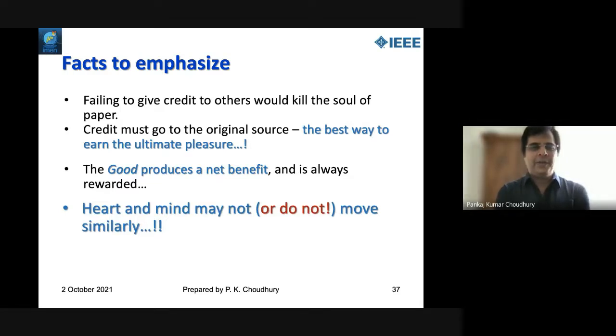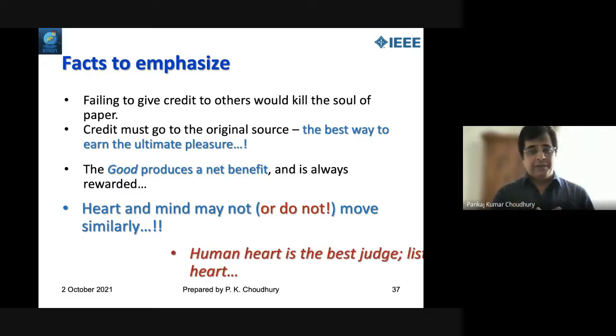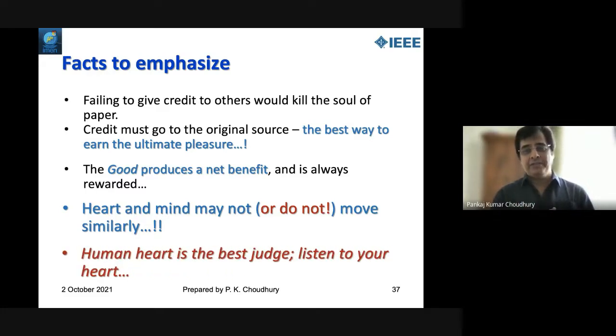In such acts, just remember that it is very true that heart and mind do not move similarly. Your heart will never say to do anything bad, never. It is the mind that plays all sorts of things and triggers you to go for something odd. So the human heart is the best judge. Listen to your heart, okay?